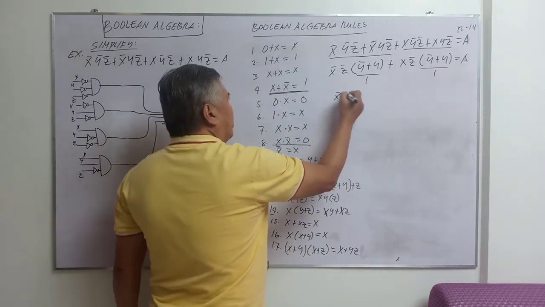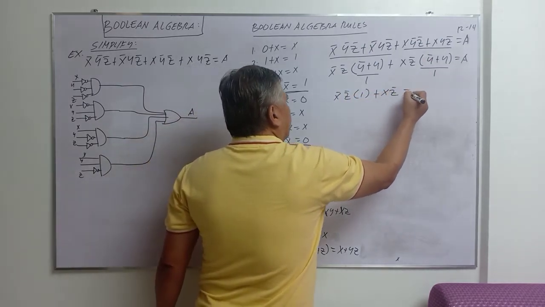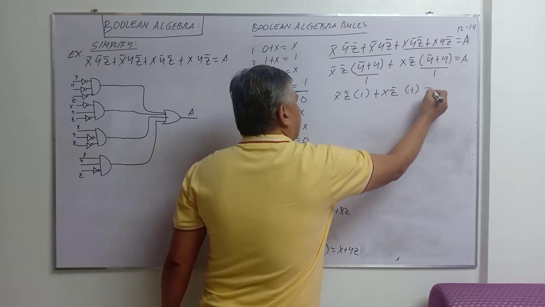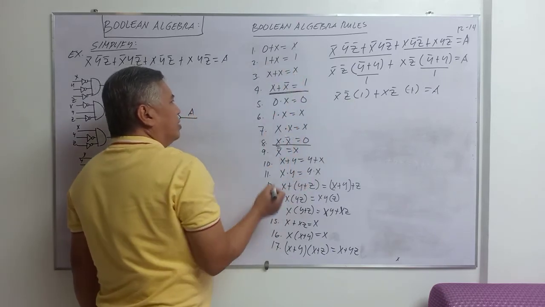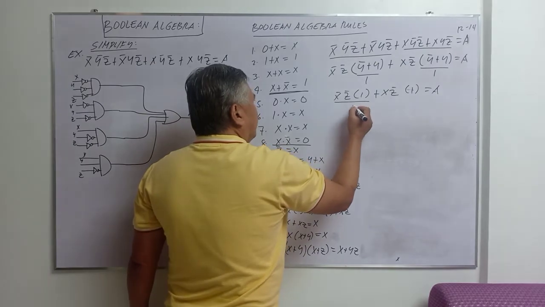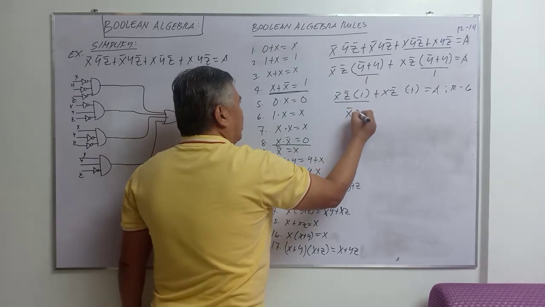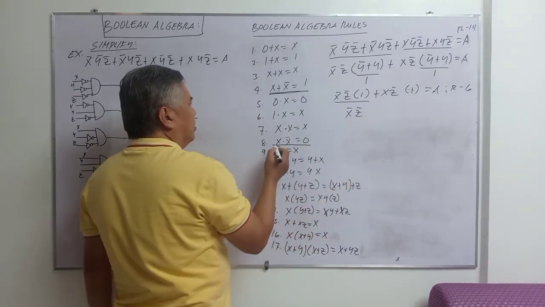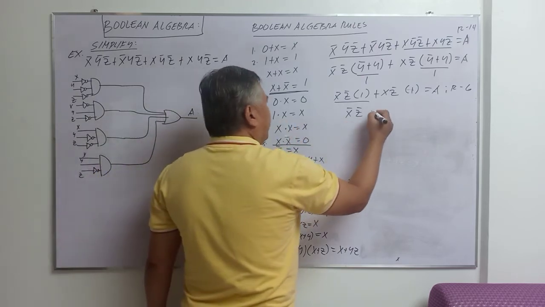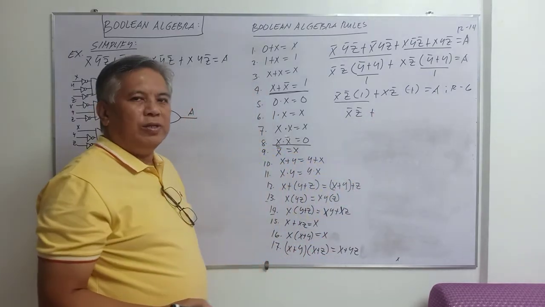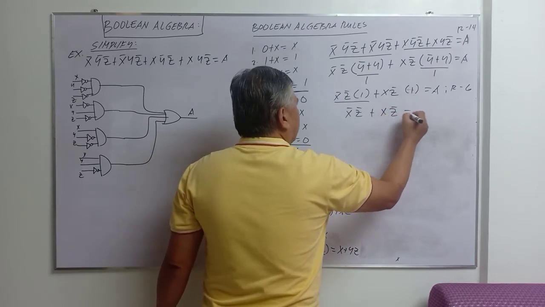So you have X bar, Z bar times 1 plus X, Z bar times 1 is equal to A. X bar, Z bar times 1, according to our rule number 6, that is equivalent to what? Rule number 6. This is equivalent to X bar, Z bar. Alright? Rule number 6. A variable or variables multiplied by 1 is equal to that variable or variables regardless of whether it is complemented or not complemented. So you have this one, X, Z bar is equal to A.